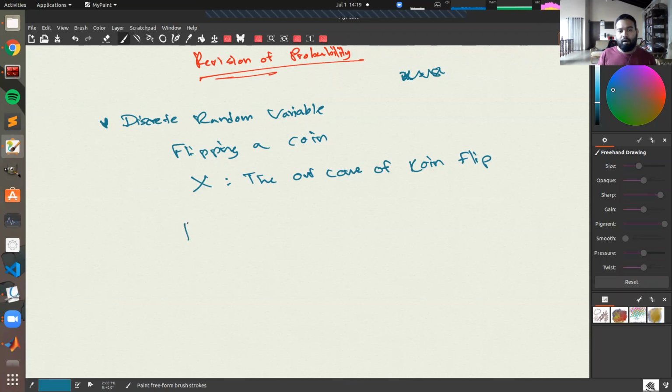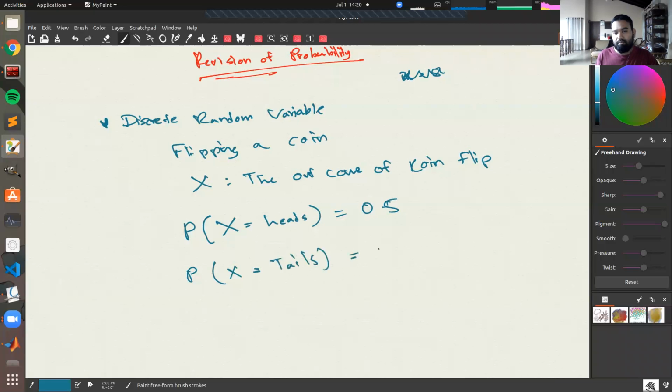The notation you use to describe this is, for example, let's say I want to find the probability of heads. Then what I would say is x equals heads. What's the probability of x equals heads? I would say that's 0.5. And what's the probability of x equals tails? That's also 0.5. So this is an example of flipping a coin.